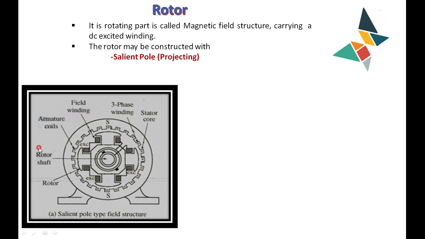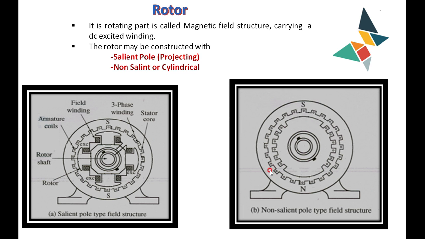For that you have to draw this diagram and name the different parts of the alternator. One is the salient pole alternator. The other one is the non-salient pole, also called a cylindrical rotor. You can see here the air gap is uniform throughout. Here the poles are not projected. It looks like a cylinder, therefore it is called a cylindrical type of alternator.